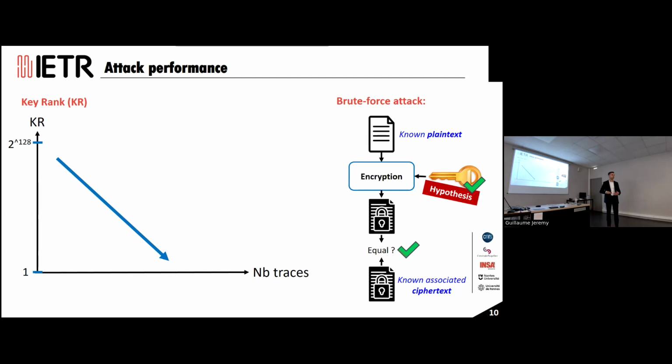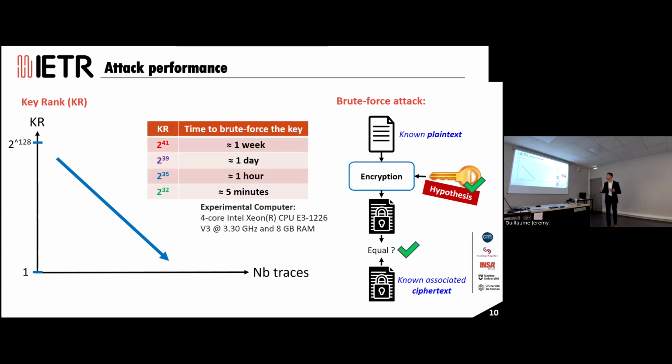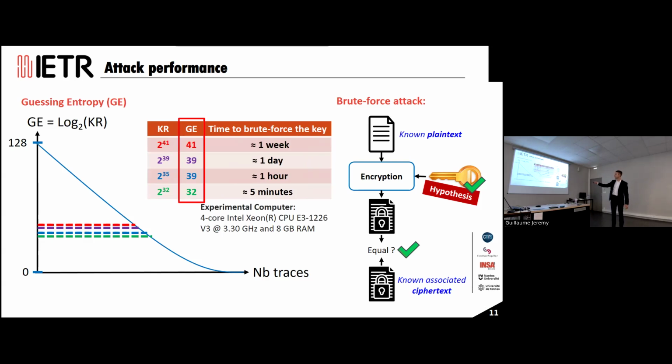Initially, we would need more than the age of the universe to perform a brute force attack. But as the key rank decreases, the brute force attack becomes feasible in a reasonable time. For example, with our experimental computer, which is a standard computer, when the key rank equals 2 to the power of 41, we can brute force the key in 1 week. And when I give the results of our experiment, I will not speak of the key rank, I will speak of the Gaussian entropy, which consists of keeping only the power of 2 of the key rank, and the time to brute force the key is going to decrease exponentially as the Gaussian entropy decreases.